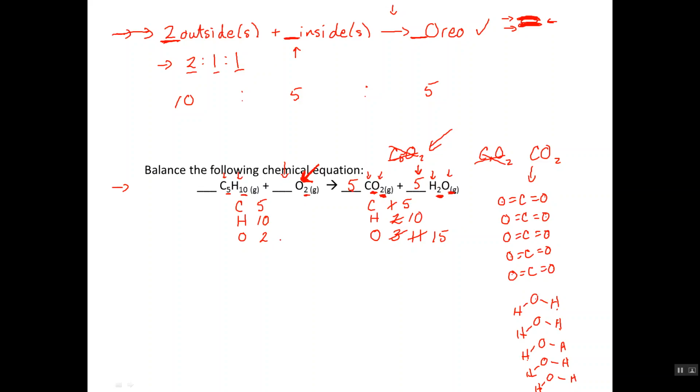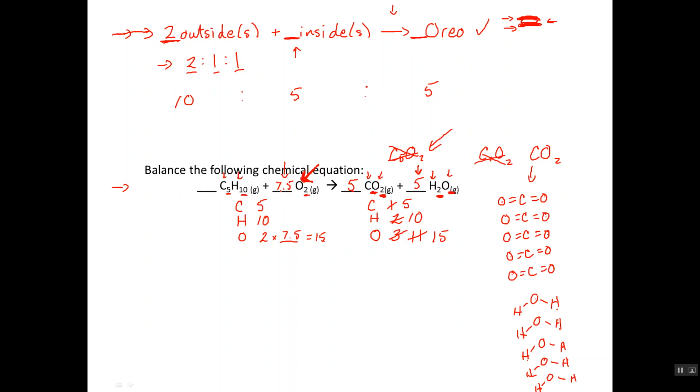Well, I'm going to show you another little trick. There is a number that when multiplied by 2 equals 15. It's not a whole number. It's a decimal number, or a fraction, if you want to think of it that way. It's the decimal 7.5. 2 times 7.5 is 15. If I put 7.5 in here, technically, this is now balanced. I have 5 carbons on each side, 10 hydrogens on each side, and 15 oxygens on each side.